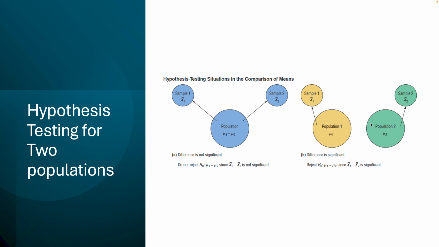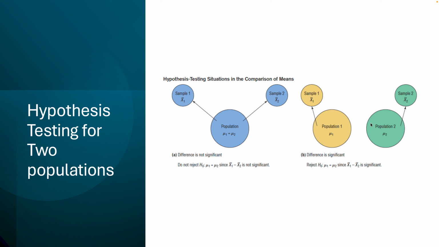To do that comparison, what we do is we draw a sample from each of the populations and compute the sample statistic. By looking at the values of the sample statistic, we want to infer whether the population parameter of the two populations is same or different.